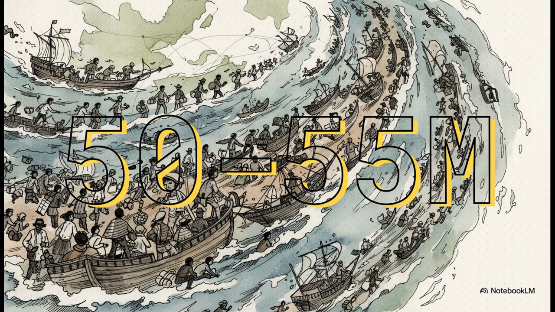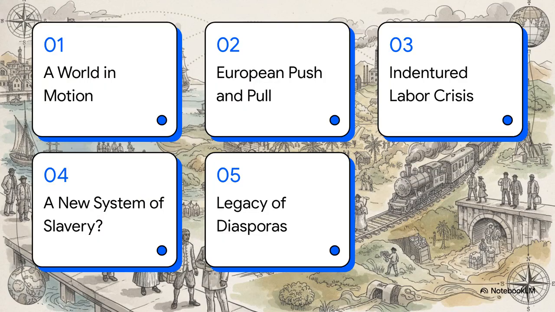across oceanic distances. Think about that number for a second. This represented the absolute largest population movement in human history up to that point. It wasn't just some gradual shift, it was an unprecedented flood of humanity crossing the globe. To make sense of all this, we're going to break this complex reorganization into 5 key pillars.